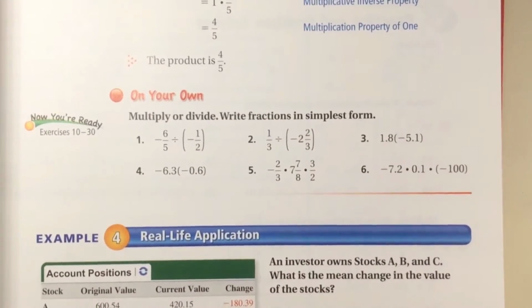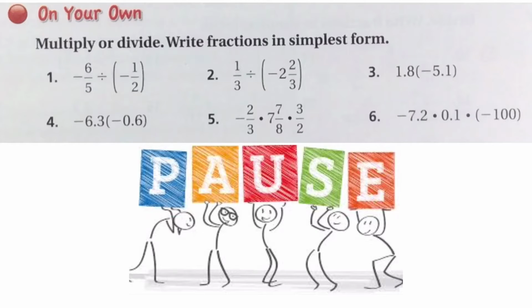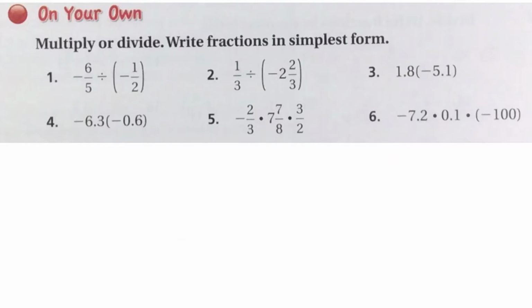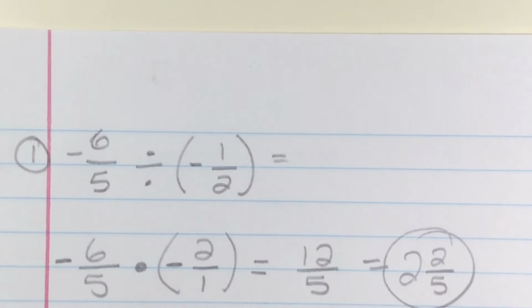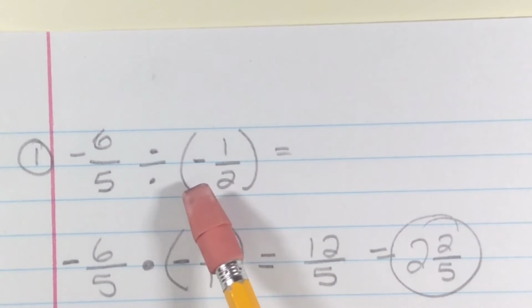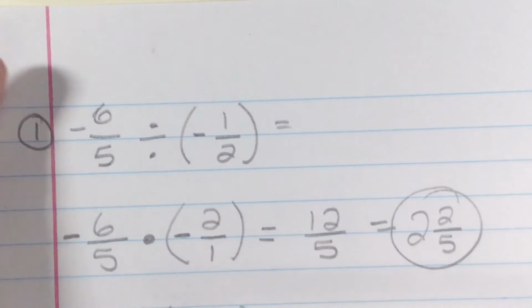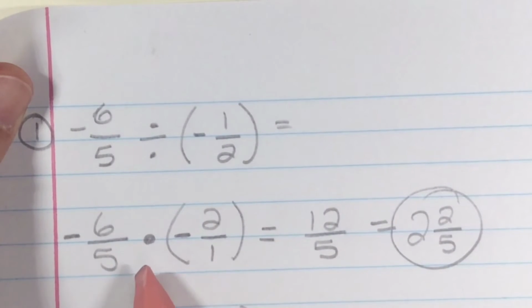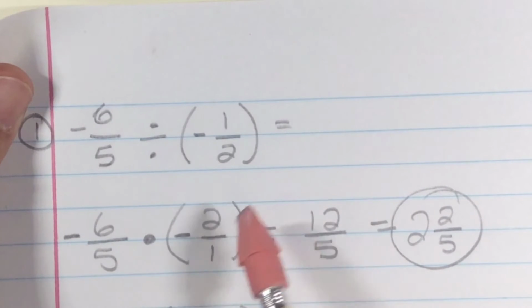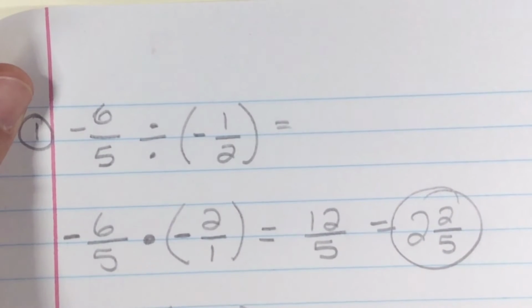And now here are some problems that we'll work on. Okay, working through this on your own problems. The first one, negative 6/5 divided by negative 1/2. So remember, we turn it into multiplication. Negative 6/5 stayed the same, times, and then we invert this fraction so it's negative 2 over 1. Multiplying across the top, 6 times 2 is 12, 5 times 1 is 5, and I look back, both negatives, same sign, positive. And I am going to turn this into the mixed number. Although I would accept 12 over 5, it equals 2 2/5.